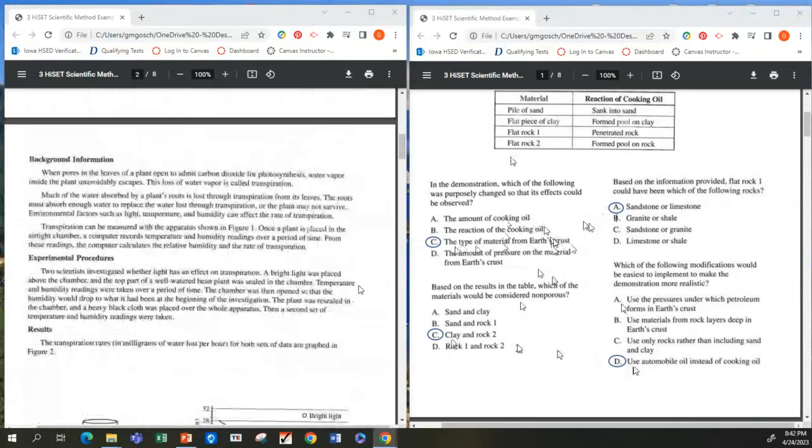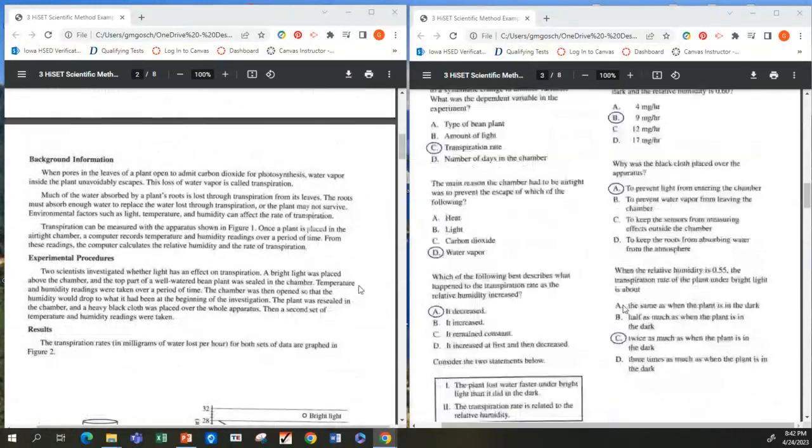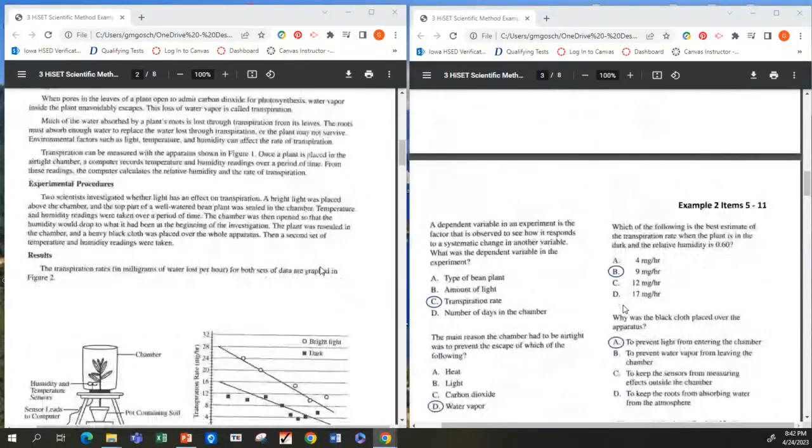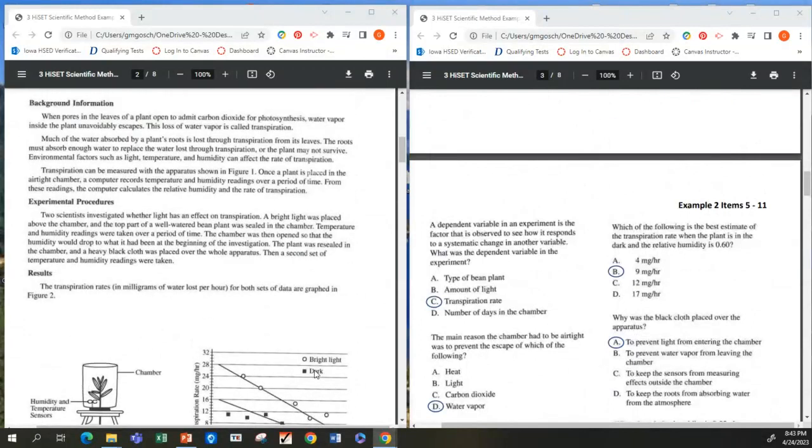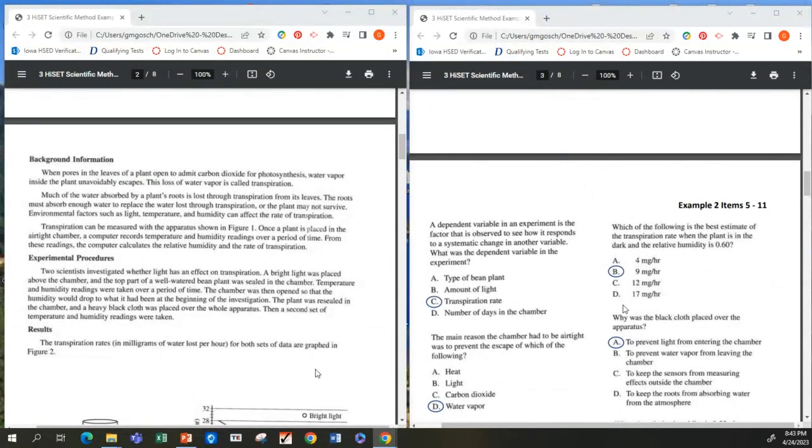Okay, going on to this next one. I'm going to go on to the questions here, but we have a lot of background information and a diagram and a display here to interpret. So take the time to read all of this. Okay, when pores in the leaves of a plant open to admit carbon dioxide for photosynthesis, water vapor inside the plant unavoidably escapes.